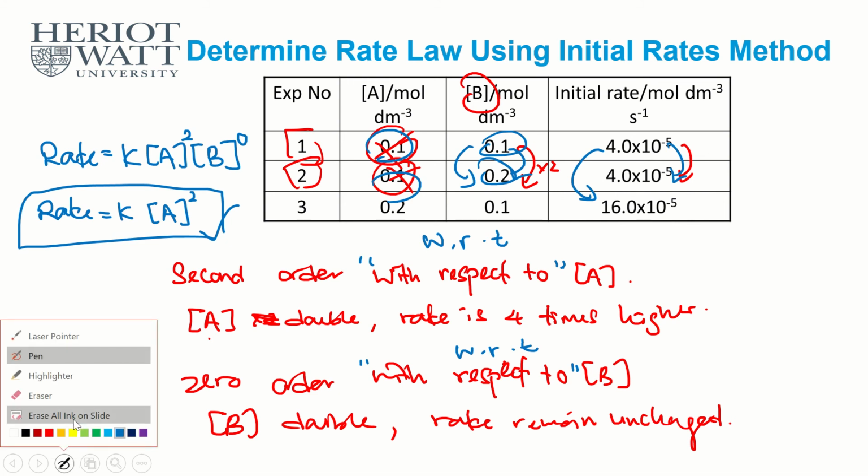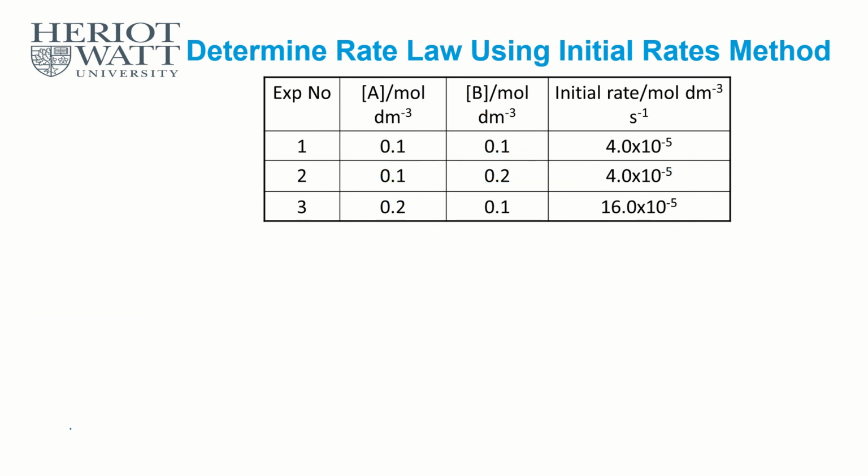Let me erase everything here. So that was the first method. Now is the second method, where we use a mathematical way to calculate that. Okay, now how do we do that? Very simple. We are looking for the order of concentration of A. Again, when we're looking for A, B must be constant, which is these two. So we're comparing experiment 1 and 3. Make sense?